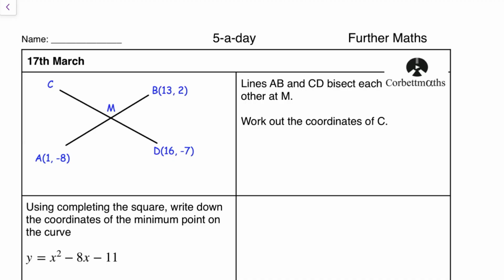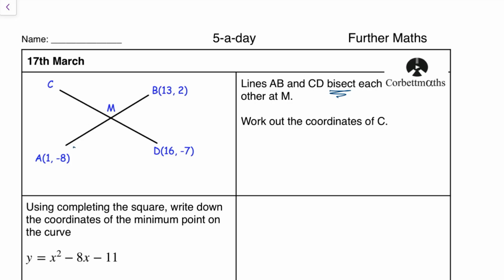The lines AB and CD bisect. Okay, so without reading any more of the question, the word bisect is important here because it means I've got midpoints. Each other at M, which is the midpoint. Calculate the coordinates of C. Right, okay, so quick thing.